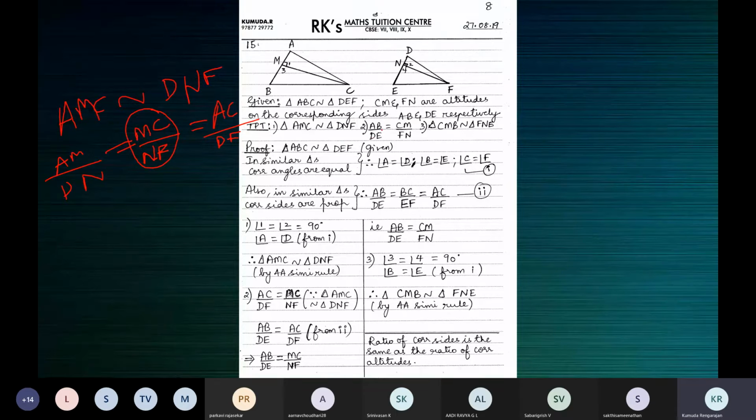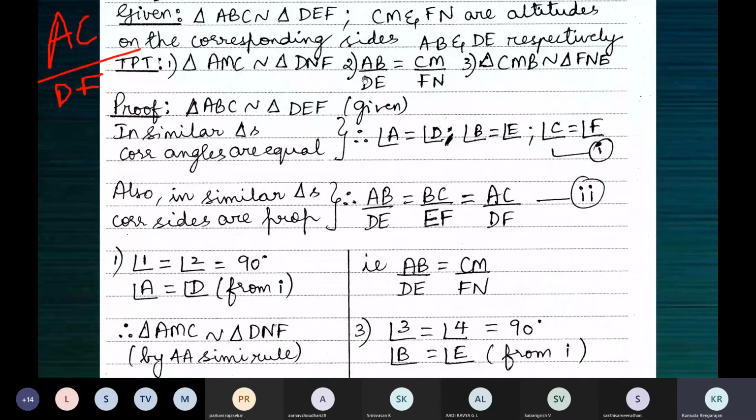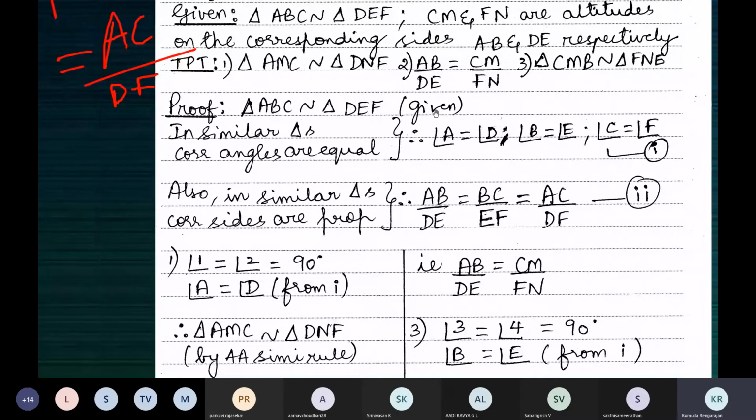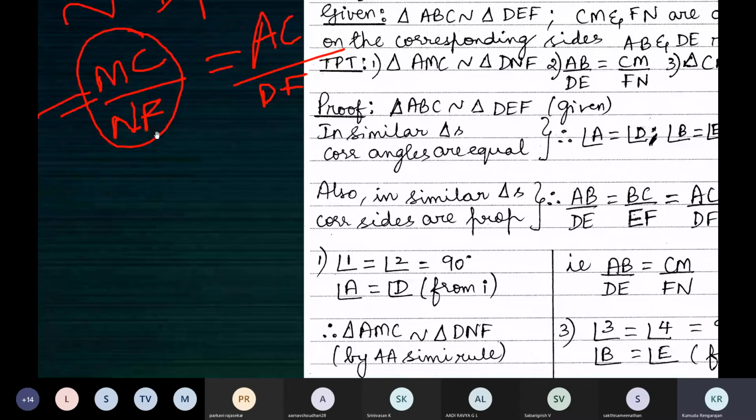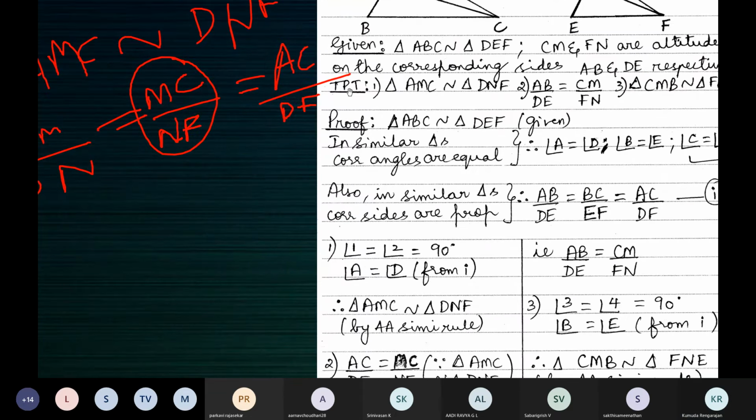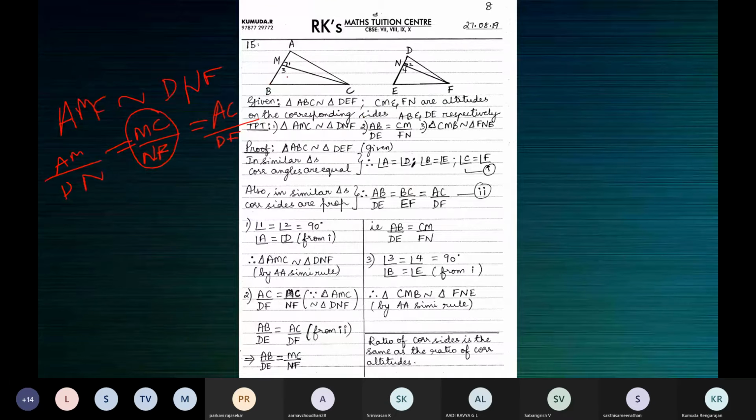Since we have to prove AB by DE is equal to CM by FN, CM by FN we have. Now we don't have AB by DE here. So what will we choose instead? But we know that AB by DE is equal to AC by DF. So we'll choose this with this. That's why we write those two.